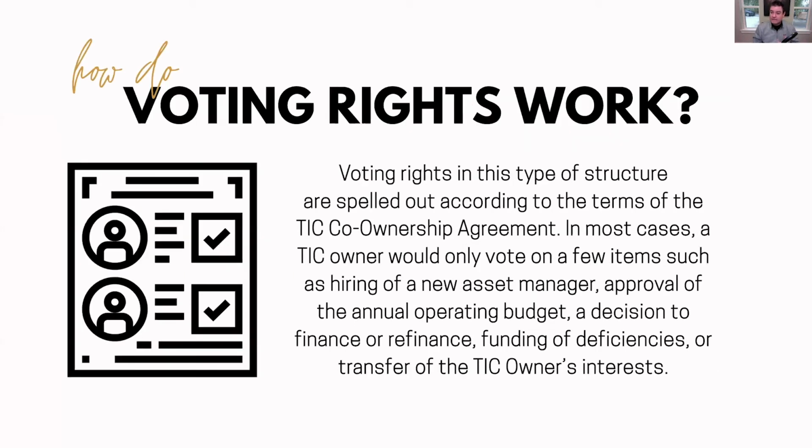Voting rights in this type of structure are spelled out according to the terms in the TIC agreement. In most cases, the 1031 parties vote on a few items, and they have the legal right to vote on these things, like hiring a new asset manager, maybe the approval of an annual budget, a decision to finance or refinance, funding of deficiencies, meaning capital calls and so forth, or the transfer of the TIC owner's interest.